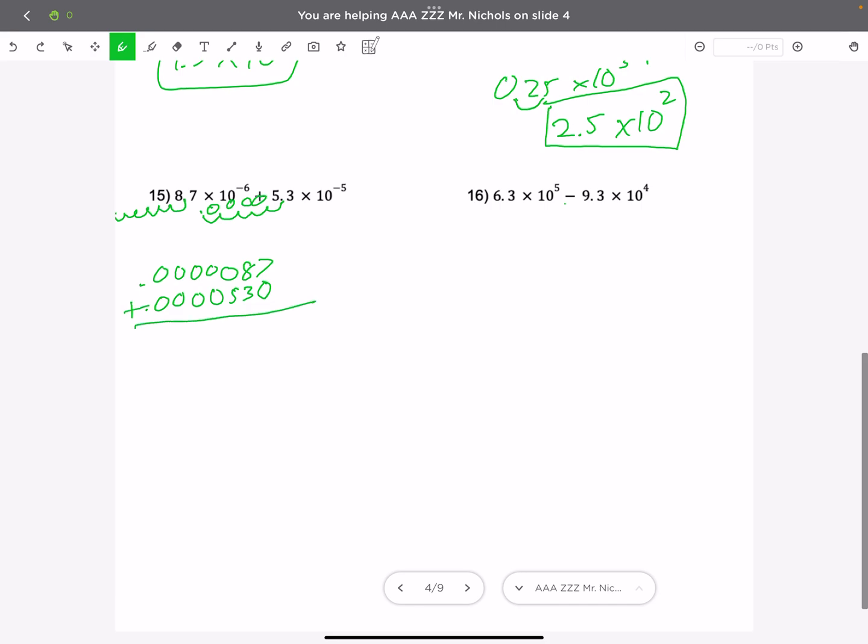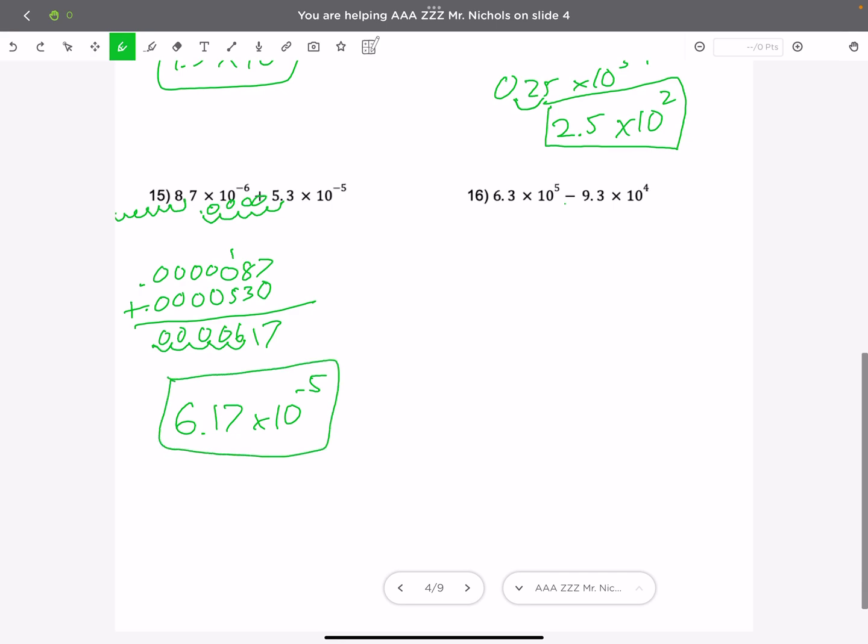And then I would add these, right? This becomes 7. This becomes 11, and that becomes 6. And then the rest are just 1, 2, 3, 4 zeros like that. 0.00000617. So if you can just put it into non-scientific notation, add them together. And now we just put it back into scientific notation. Now I'm counting 1, 2, 3, 4, 5 to the right. That's 6.17 times 10 to the negative 5th. And that is my answer.